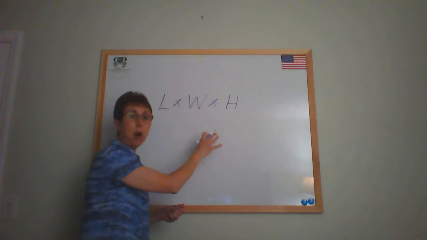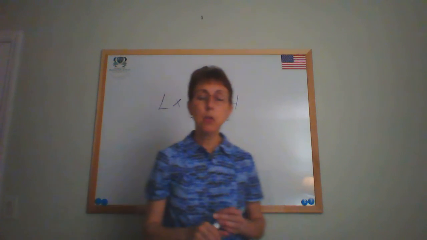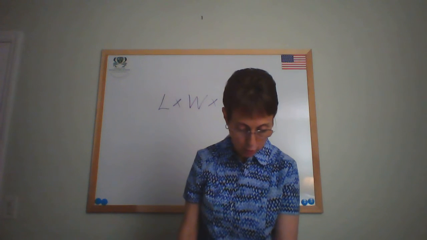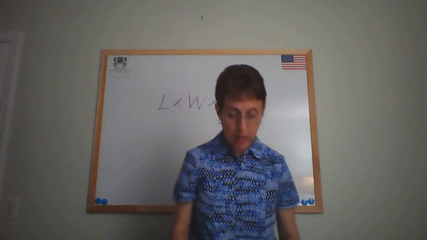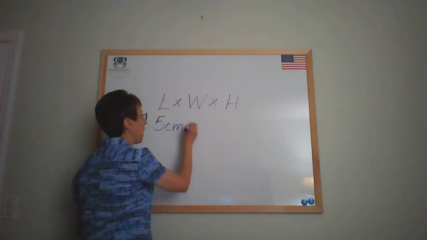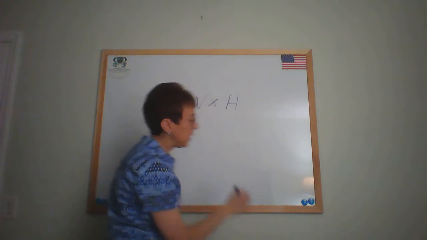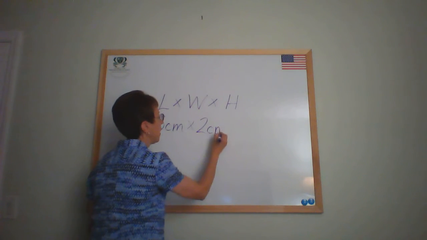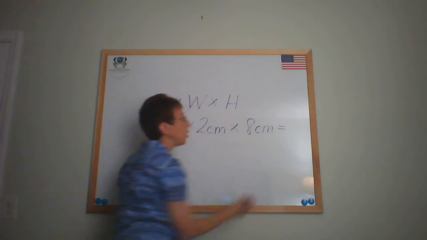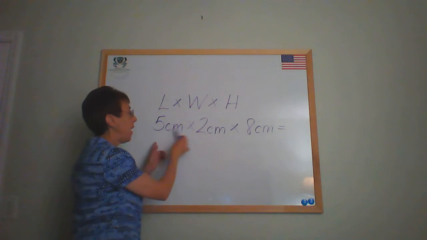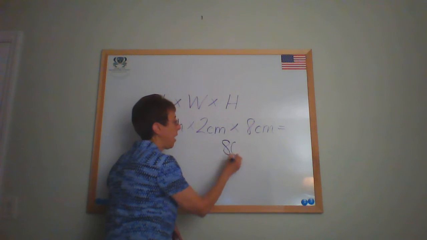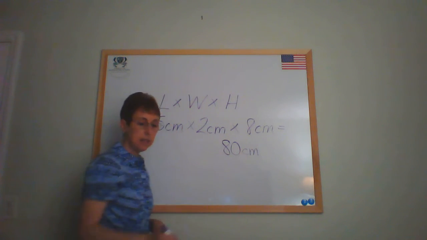Okay, there are three parts to this now. It's length times width times height. Now the example that you're given in the middle of page 324 is that if a box measures 5 centimeters long by 2 centimeters wide by 8 centimeters high, you would multiply that together. 5 times 2 is 10, 10 times 8 is 80, and that would be 80 centimeters.